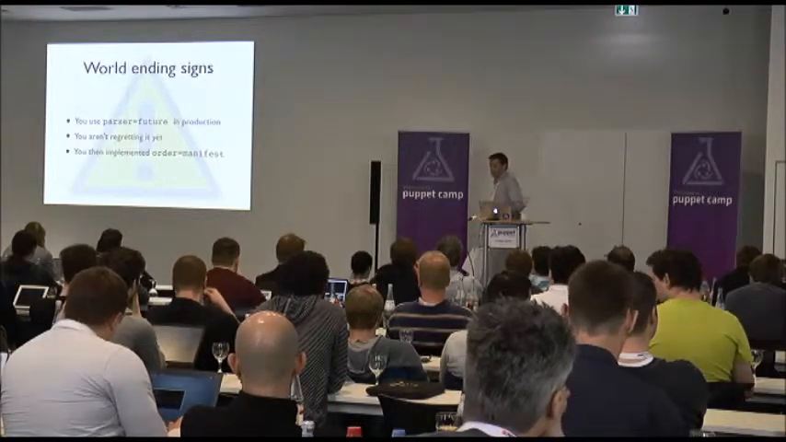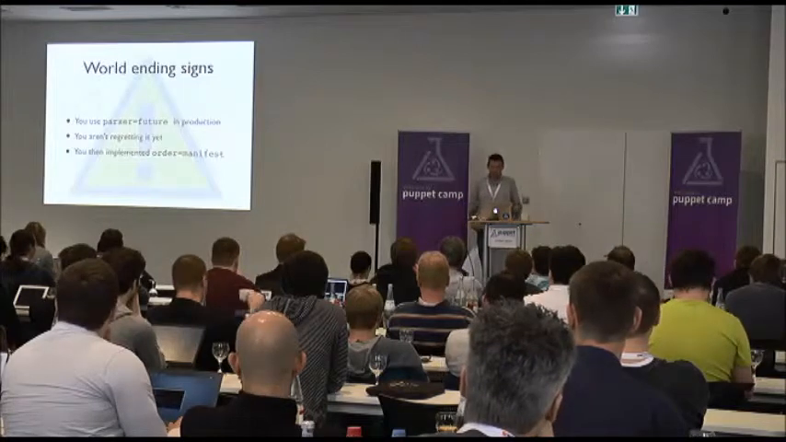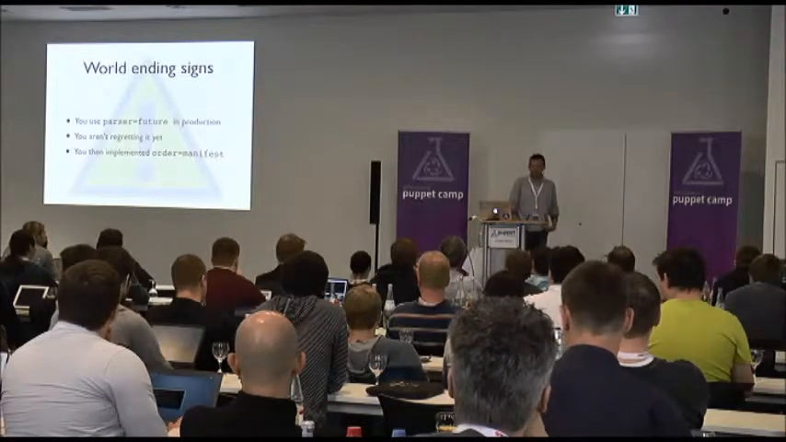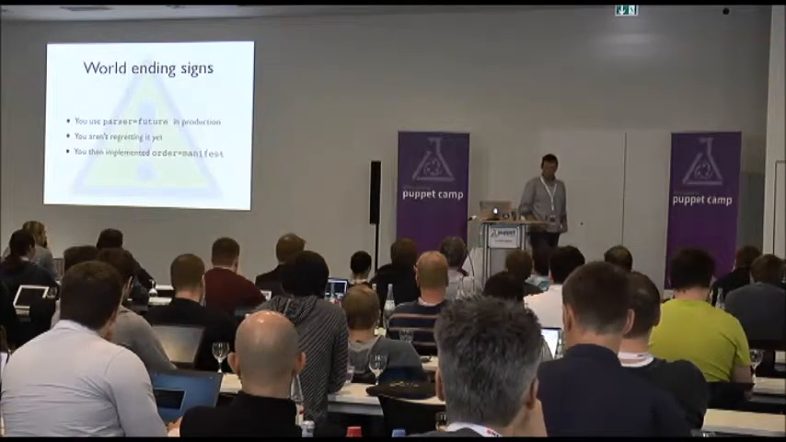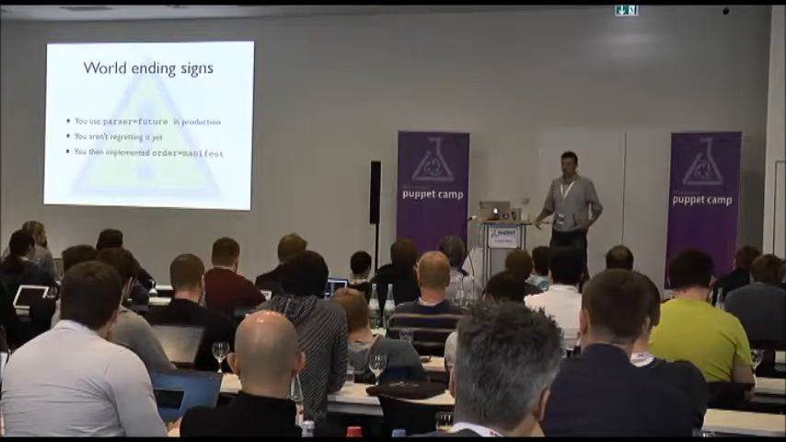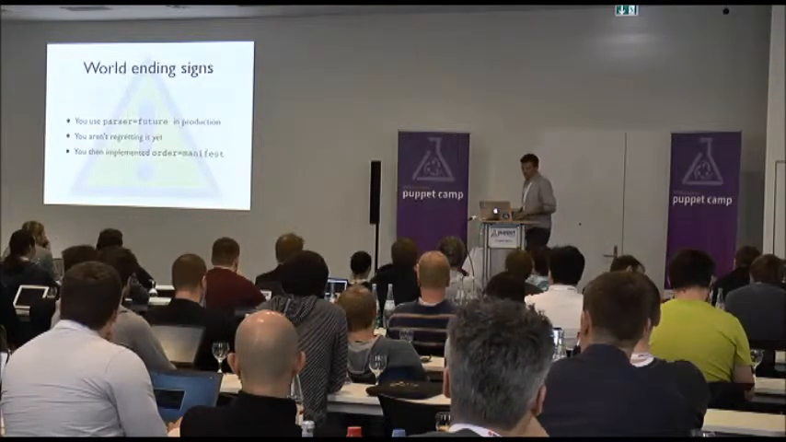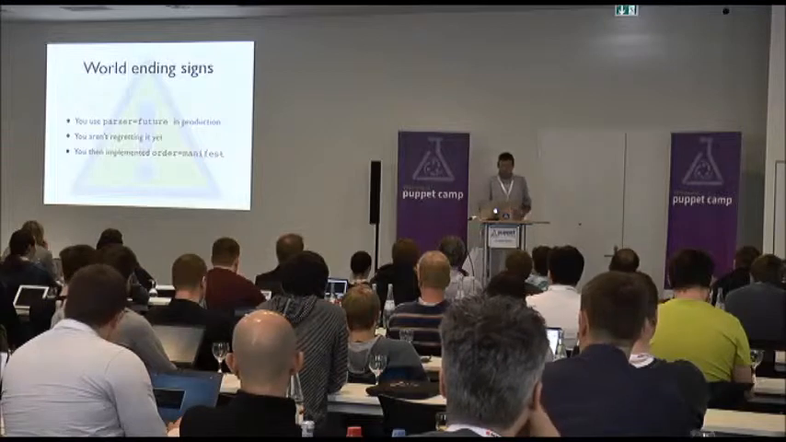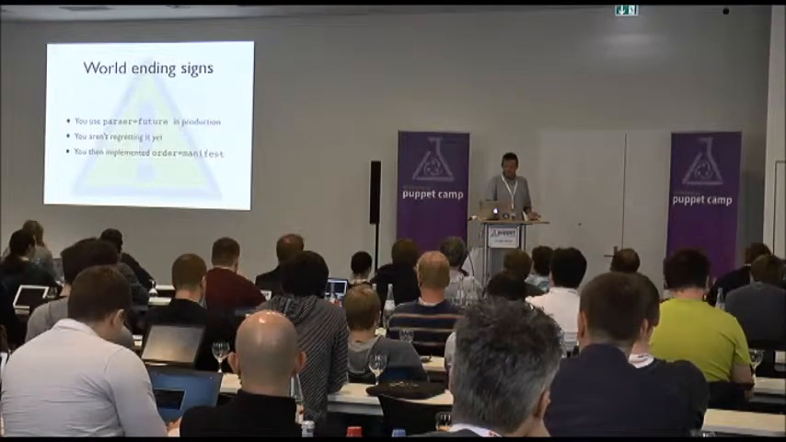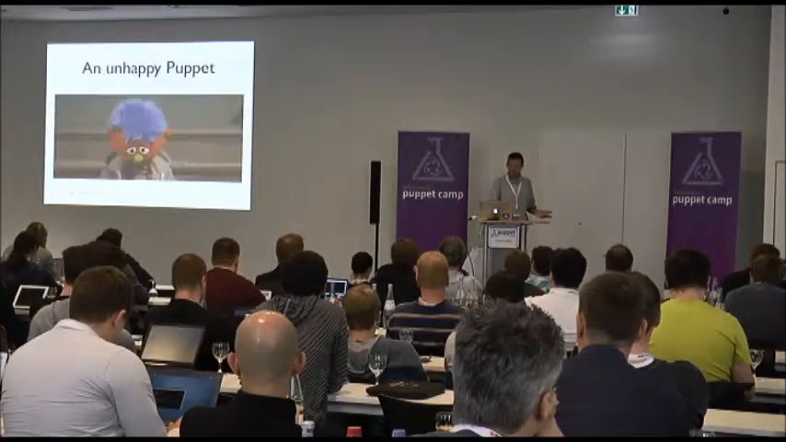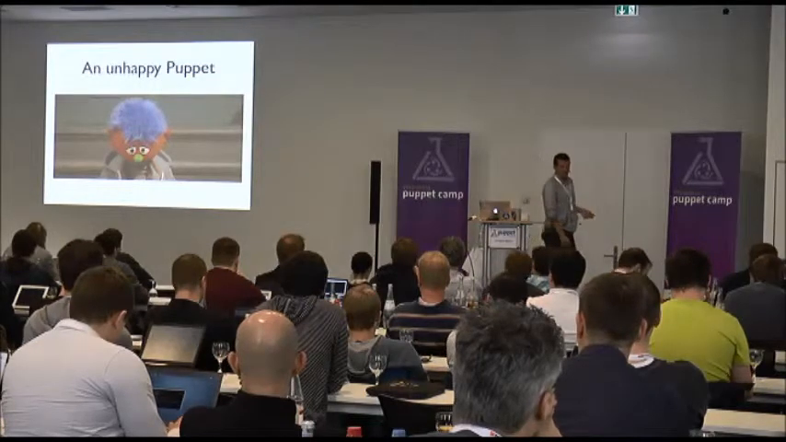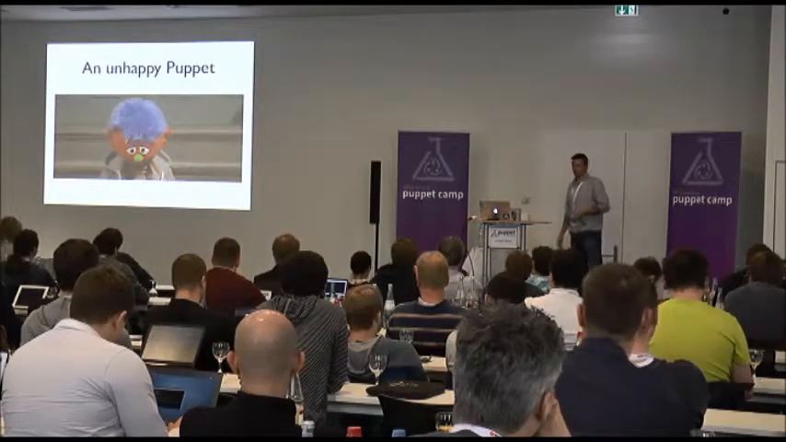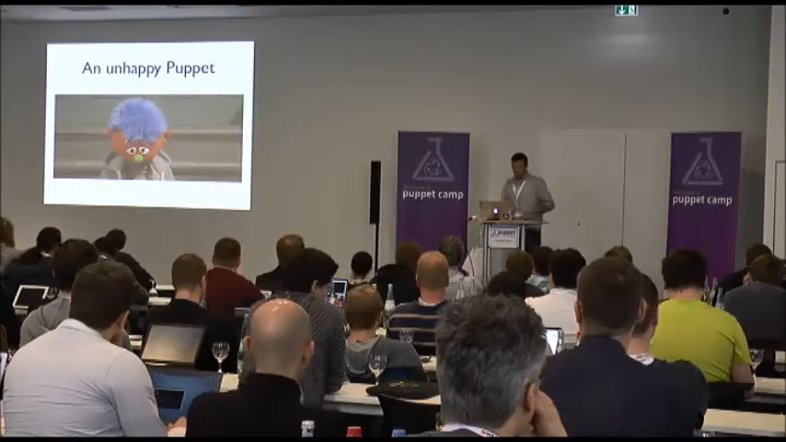Order equals manifest. I think the community is a little bit split on opinion. I personally think if you're writing modules that depend on order equals manifest, maybe you should go back and look at why you need that. So if any of these danger signs are starting to resonate with you and you recognize any of them, you're going to be on the road very quickly to having an unhappy Puppet. And nobody wants an unhappy Puppet.